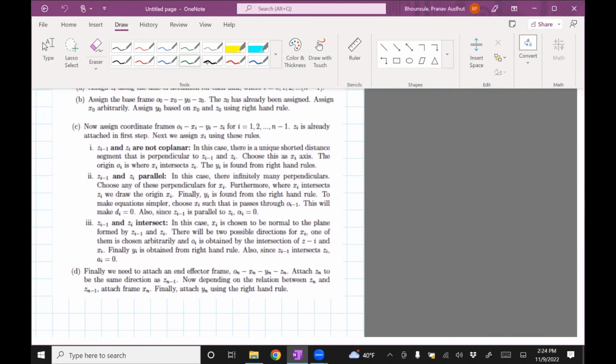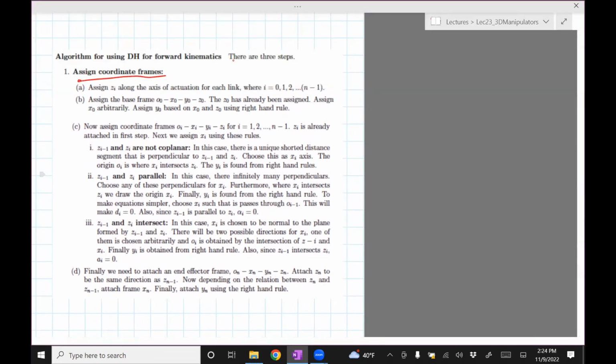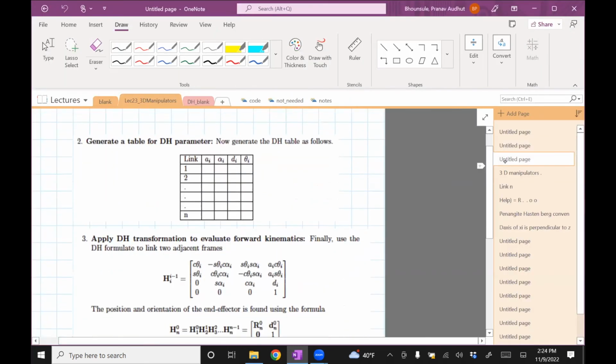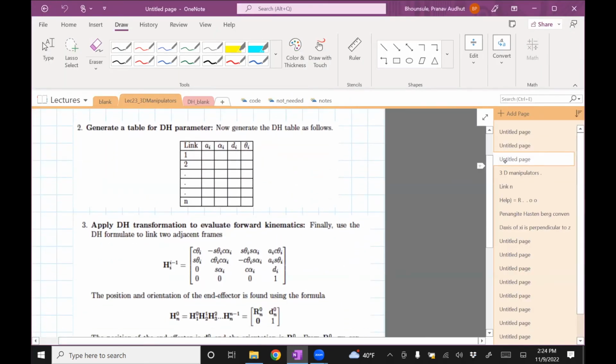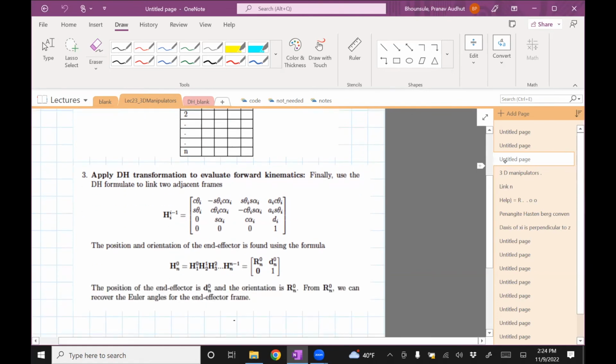I said the coordinate frame is very important because unless you have the coordinate frame, you cannot find the DH parameters. That's step 1. Step 2 is we'll generate the DH parameters just by looking at that figure with the axis. Finally, we'll apply this transformation. This is now H. When you take all these 4 matrices and multiply them together, you end up with something like this. So I've written that down.